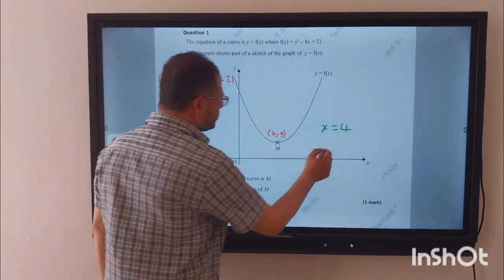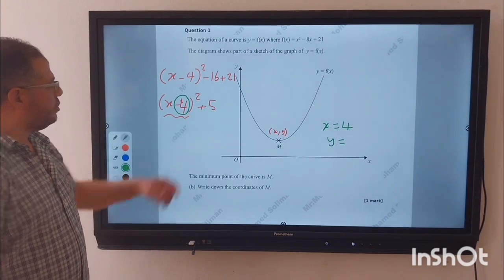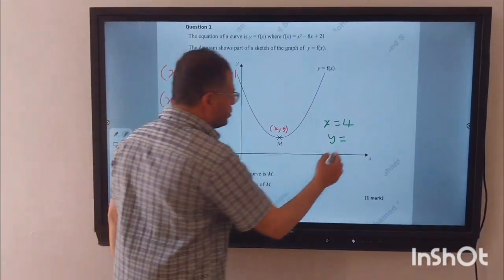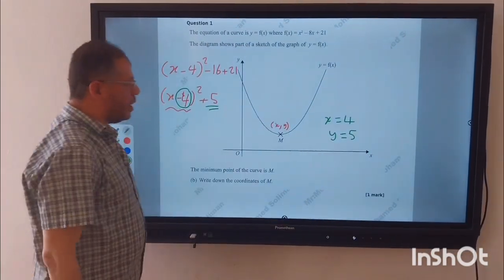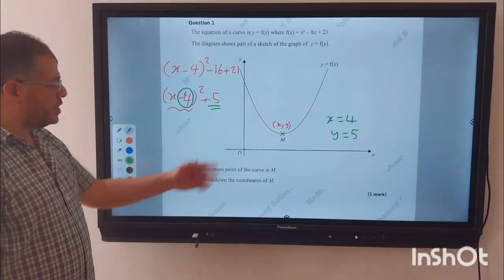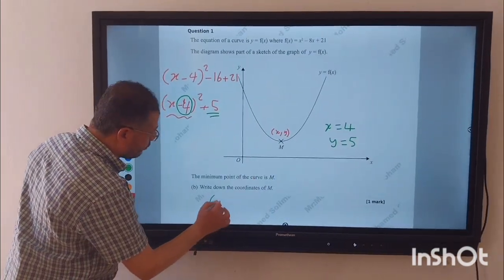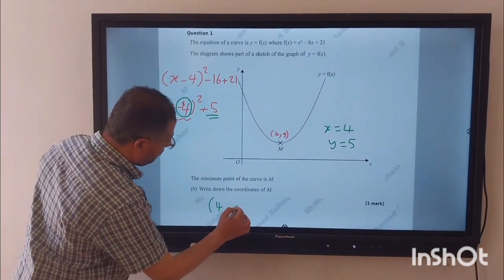What about y here? It means what? For y here you will take the 5. So it becomes what? Here y will be only 5, with the same sign. So the coordinates of the point M here will be what? It will be 4 and 5.